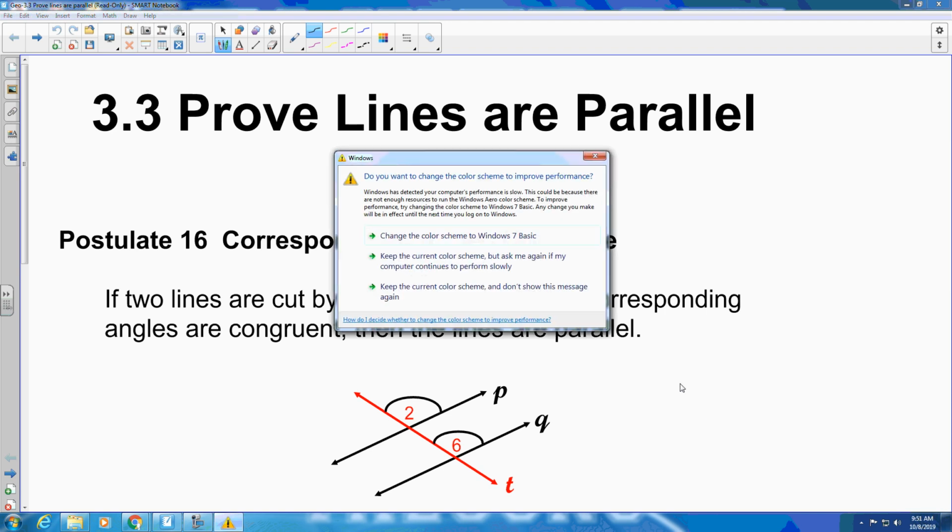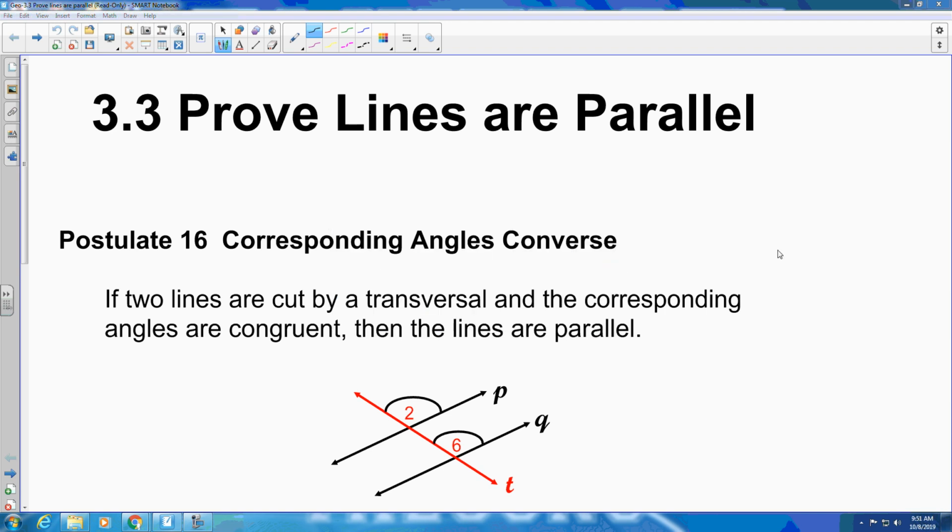So what we're going to do here is talk about the converse of those things. The postulate theorems from 3.2 stated that if those two lines are parallel, then corresponding angles were congruent, or alternating interior angles were congruent, or alternating exterior angles were congruent, or consecutive interior angles were supplementary. So we're just going to use the converse, which means we're going to flip the hypothesis and conclusion to help us prove if those two lines are parallel.